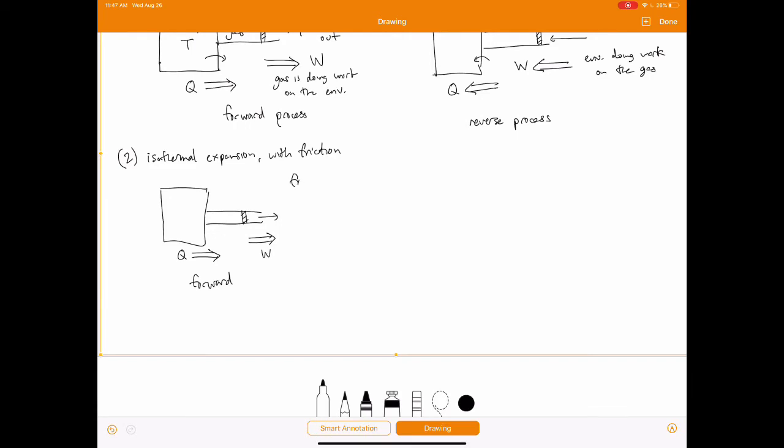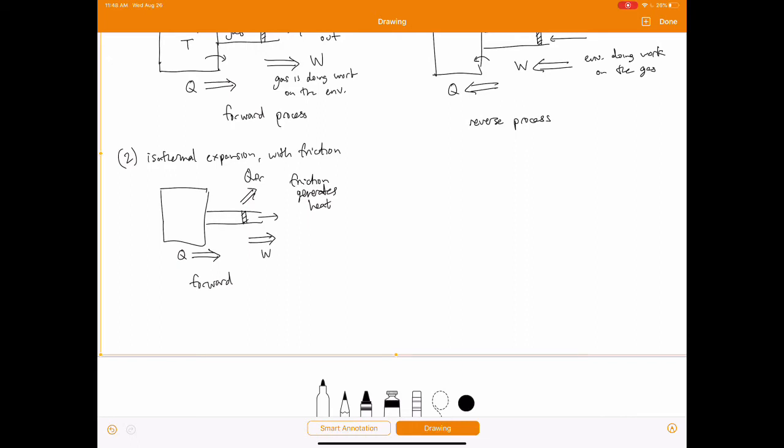So friction generates some heat. And we can show that with a little arrow. Basically, some heat flows into the environment because of this friction. So I'll write that as Q friction. Okay?